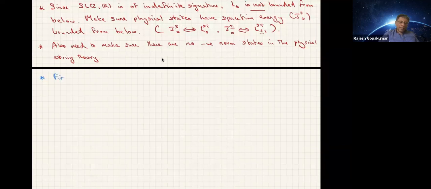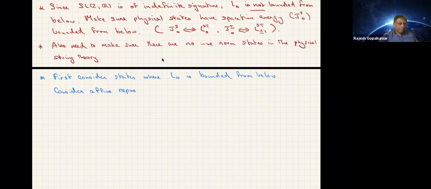So first consider states where L0 is bounded from below. There's a way to construct states where L0 is bounded from below, and that is the following. You consider affine representations, so representations of this current algebra where the J3 or plus minus positive modes annihilate some highest weight state.